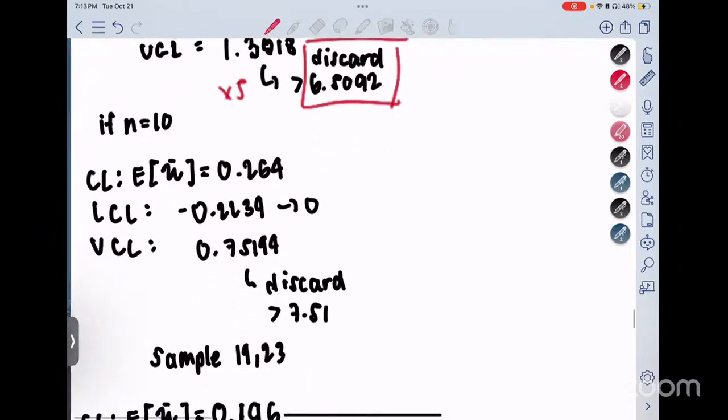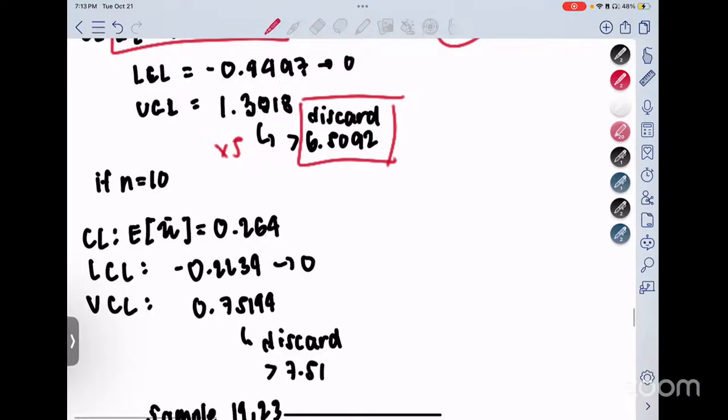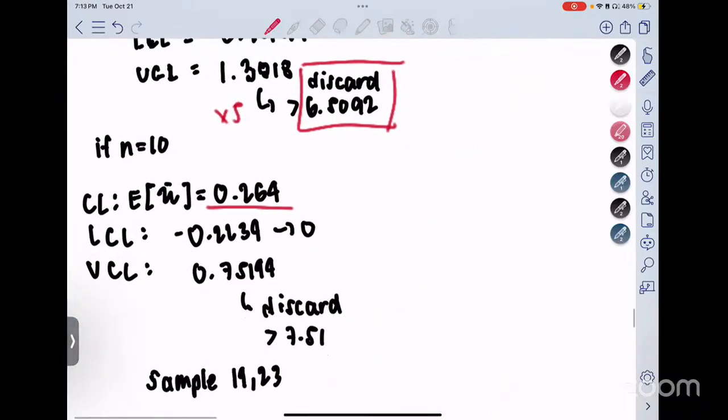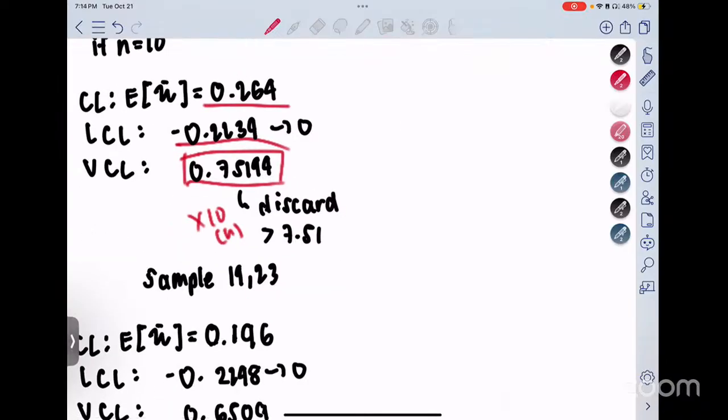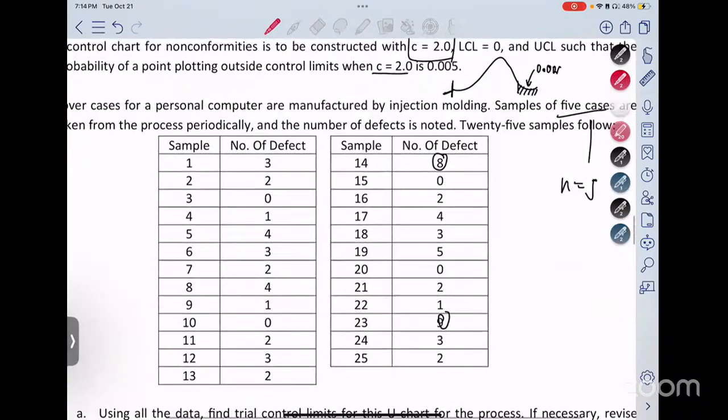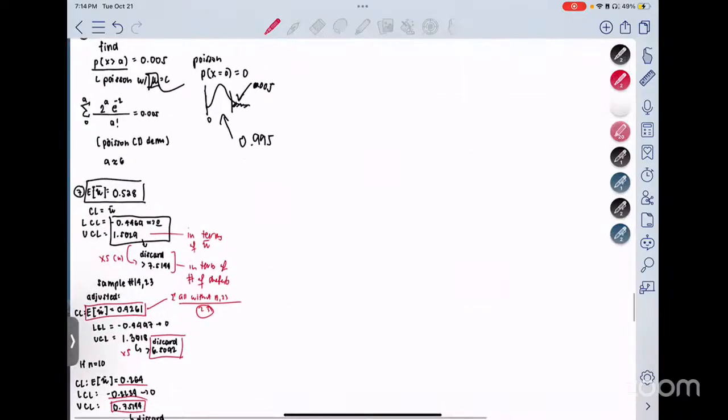So if n was equal to 10, una, given na hindi nag-change yung number of defectives, essentially ma-half yung U bar natin, yung average U bar. Essentially, plugging in your LCL and UCL equations. So ito naman, this time we multiply by 10 because that's the n. So basically, we discard if it lumagpas siya ng 7.51. Same culprits as last time. Samples 14 and 23 violate this, so we have to change that split.